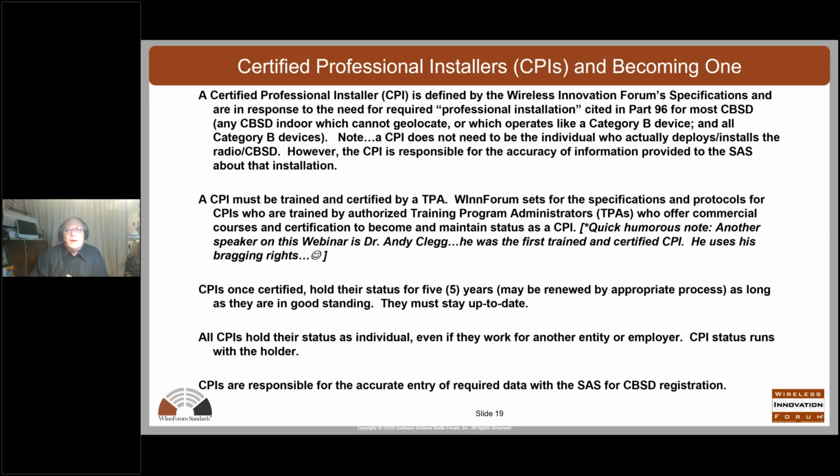You have to use the CPI to do installations. They have to do them indoors and they have to do them outdoors. So for category A and category B devices, a CPI is certified for 5 years, and that can be renewed, and their status has to be kept up to date at any given time. Let's move on.